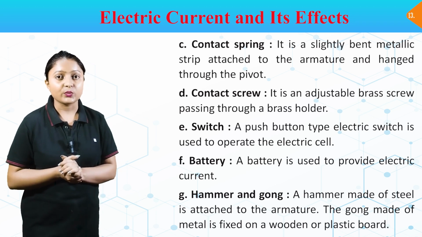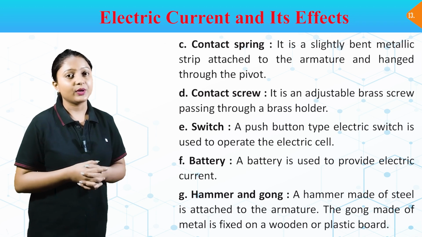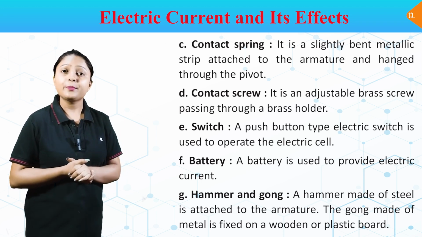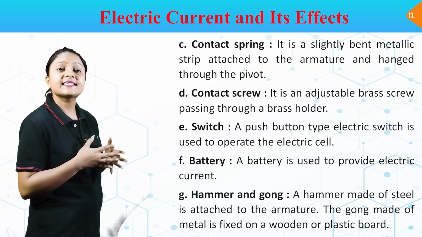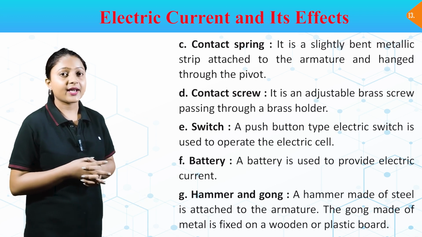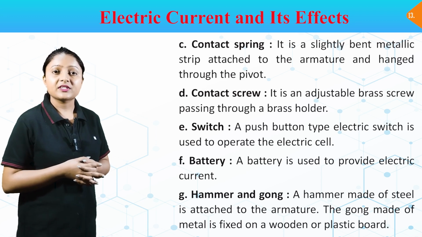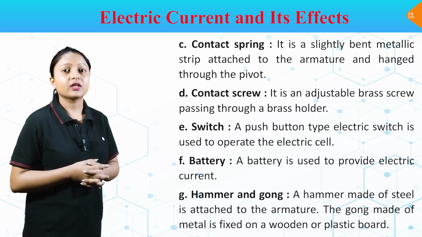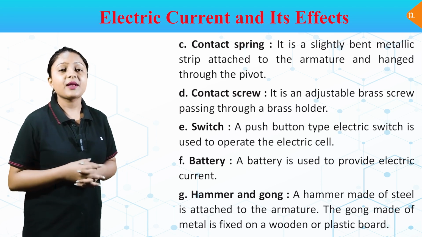D. Contact screw. It is an adjustable brass screw passing through a brass holder. E. Switch. A push-button type electric switch is used to operate the electric cell. F. Battery. A battery is used to provide electric current. G. Hammer and gong. A hammer made of steel is attached to the armature. The gong made of metal is fixed on a wooden or plastic board.